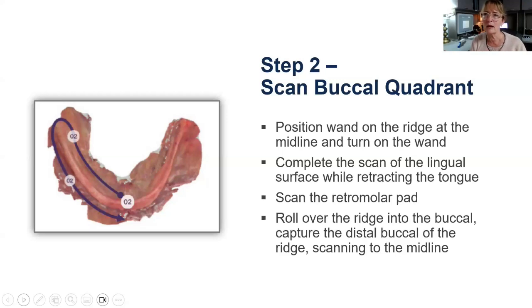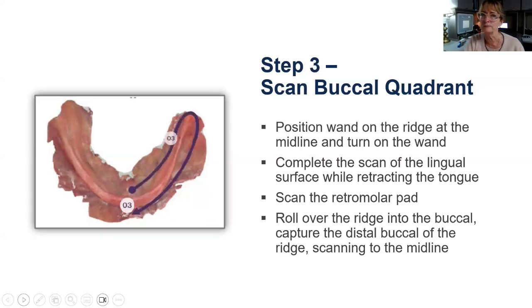And anytime I'm doing lefts and rights, I've created a habit for myself that I always start on the right-hand side. And then when I'm scanning my bite registration, I'm also starting my bite registration on the right-hand side. And I think it provides you a little better merging of data, especially for that bite registration.